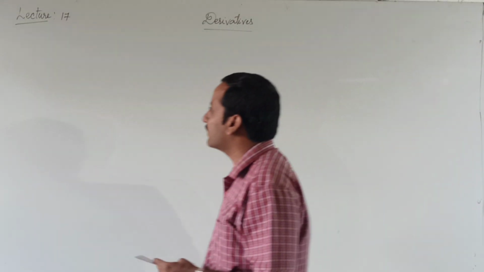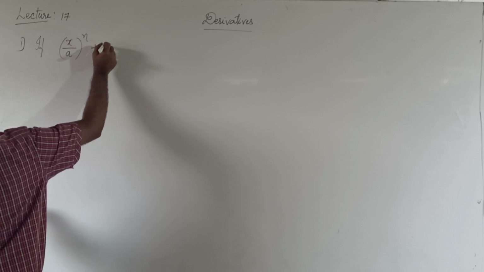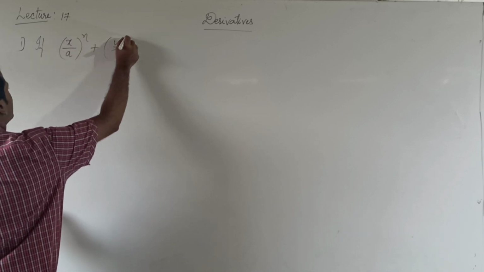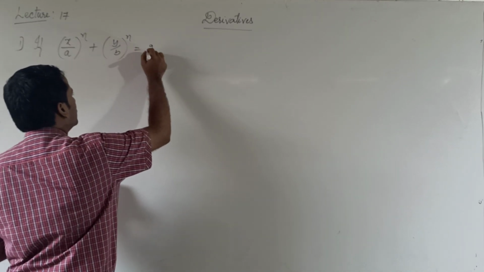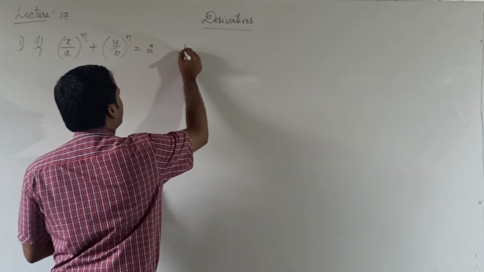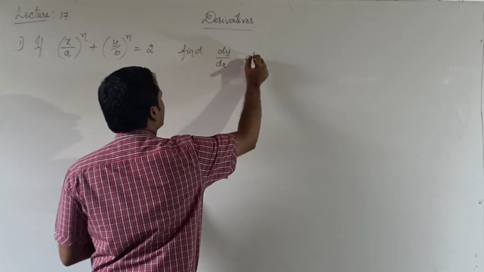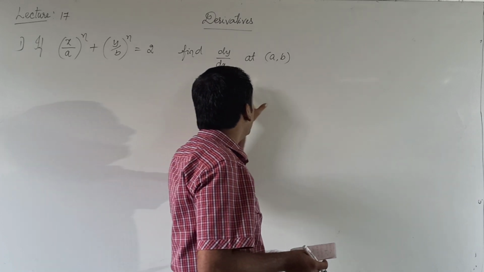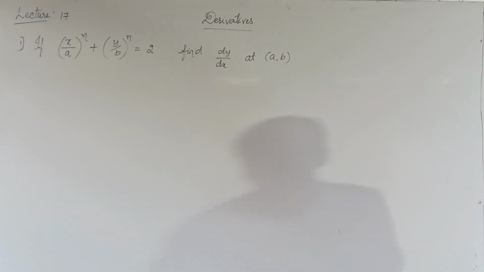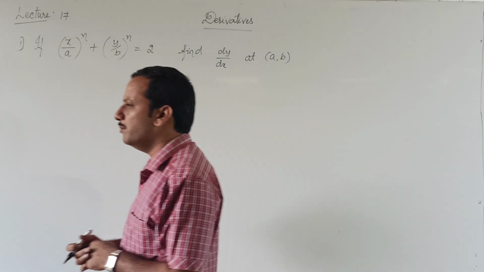If (x by a) whole power n plus (y by b) whole power n is equal to 2, then find dy by dx at (a, b). So we are asked to find the derivative dy by dx at this point, at a comma b. That means at x equal to a and y is equal to b.